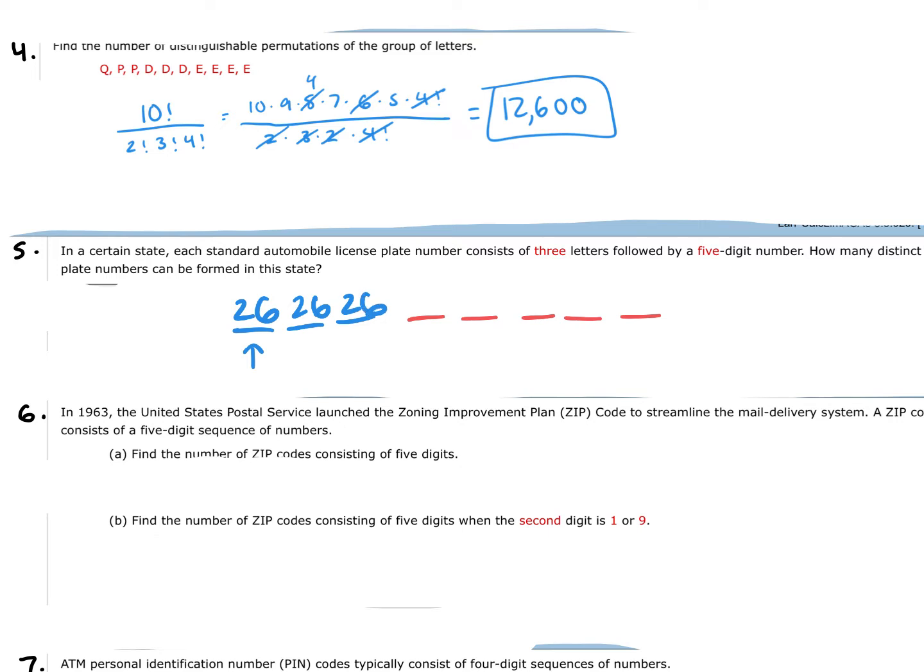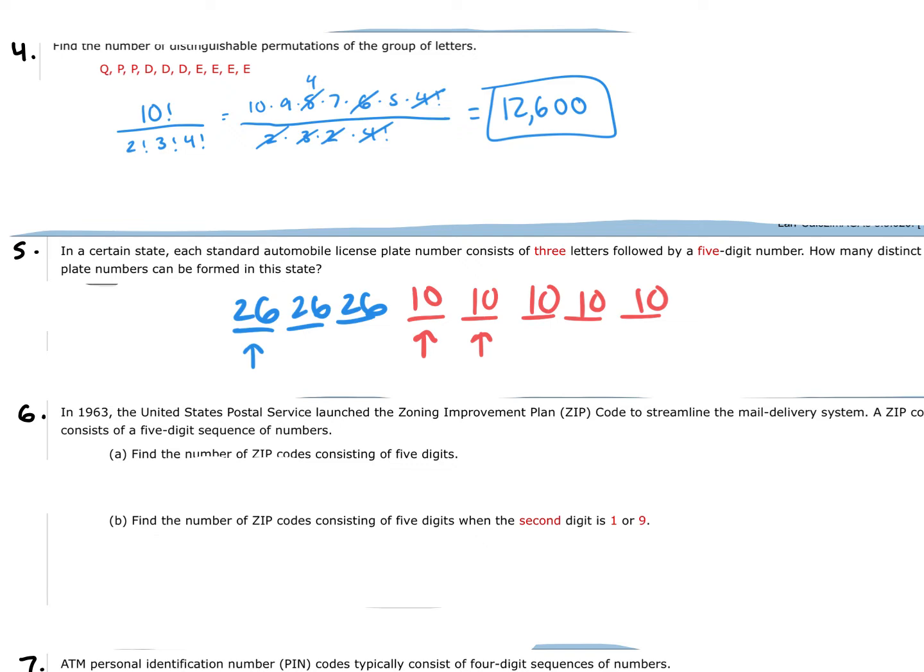What about for our 5-digit number? How many possibilities do I have for this first spot? 10. And what about the second spot? 10, 10, 10, 10. Because again, I don't have any restrictions there. So because I have numbers 0, 1, 2, 3, 4, 5, 6, 7, 8, 9, there's 10 different numbers that could be there.